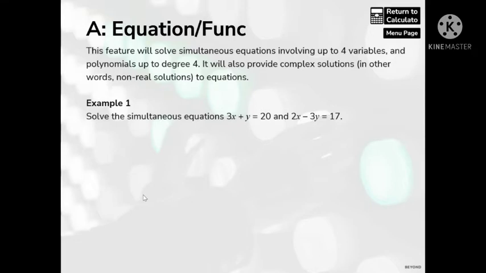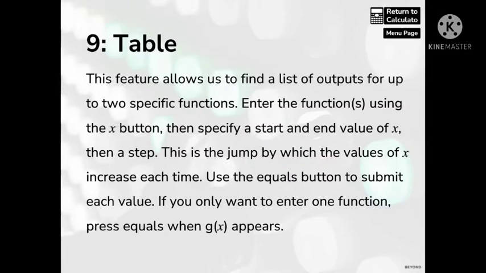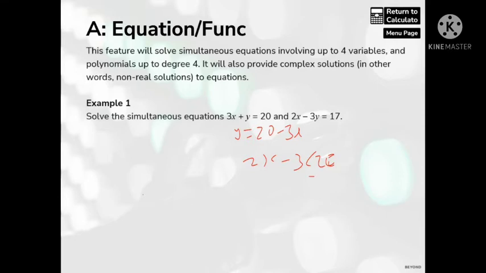I'll solve these by hand just to show you. So we've got 3x plus y and that. The easiest way to solve that will be y is 20 minus 3x. Sub that one into the other, so we get 2x minus 3 lots of 20 take away 3x. So we've got 2x minus 60 plus 9x is 20.